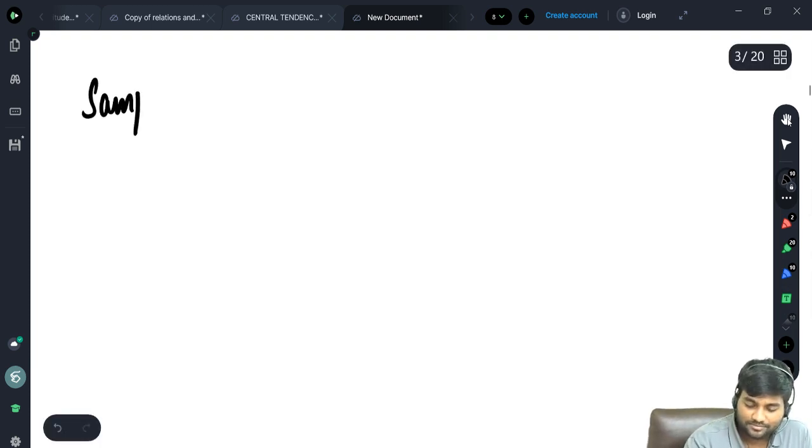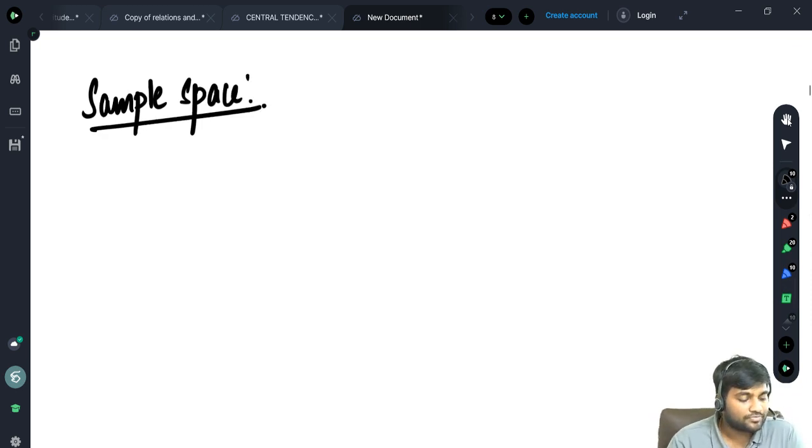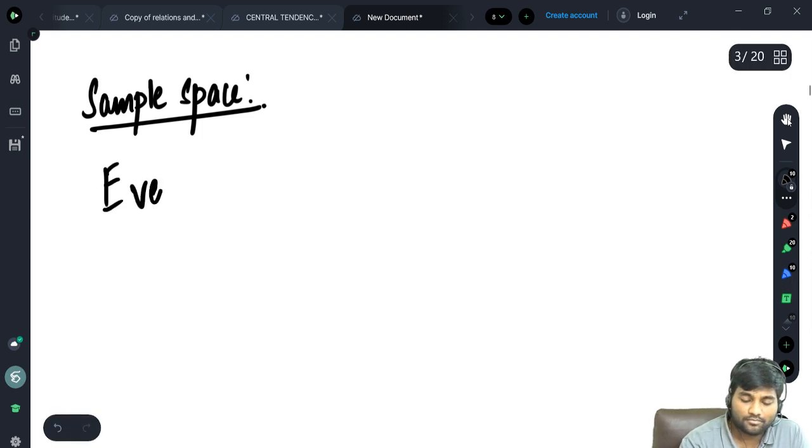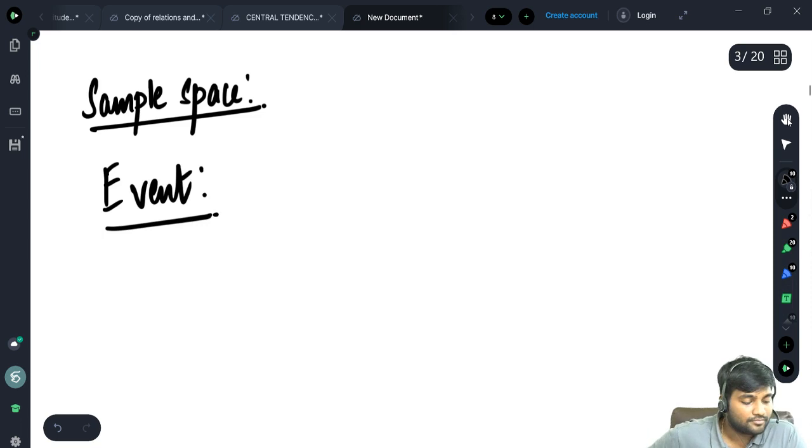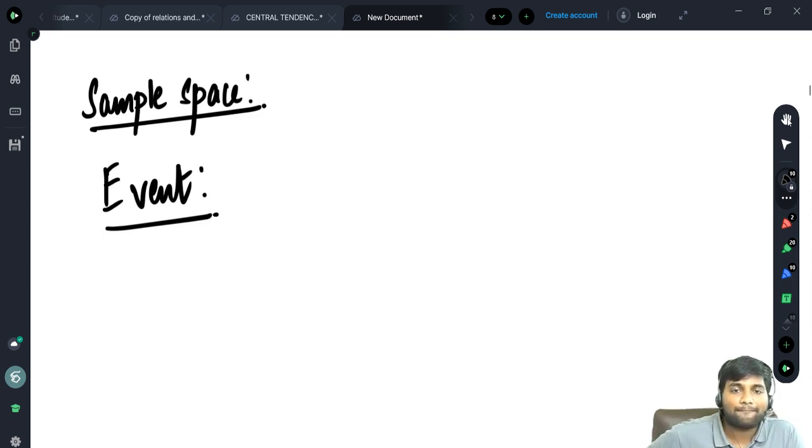First, write down sample space. Set of all possible outcomes related to a random experiment. Be fast. Events: subset of sample space.